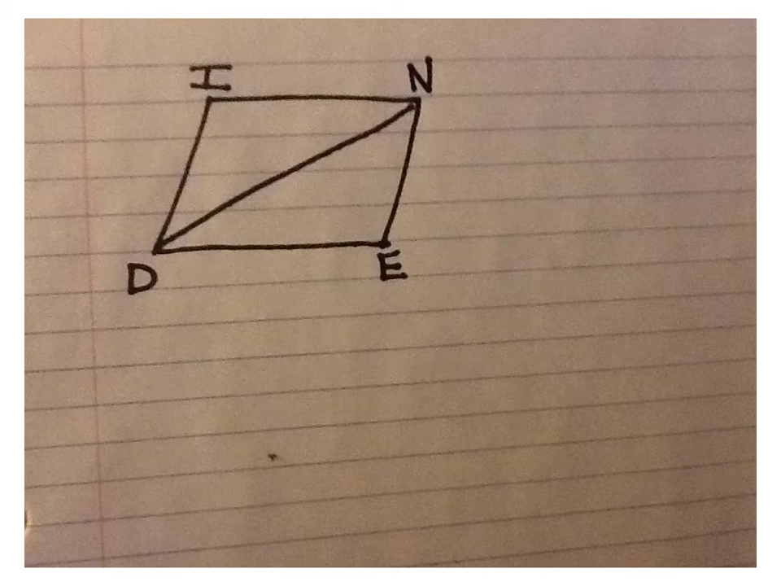We are given that DENI is a rhombus. This rhombus is bisected by line segment DN. We are trying to prove that line segment DN bisects angle D and angle N.